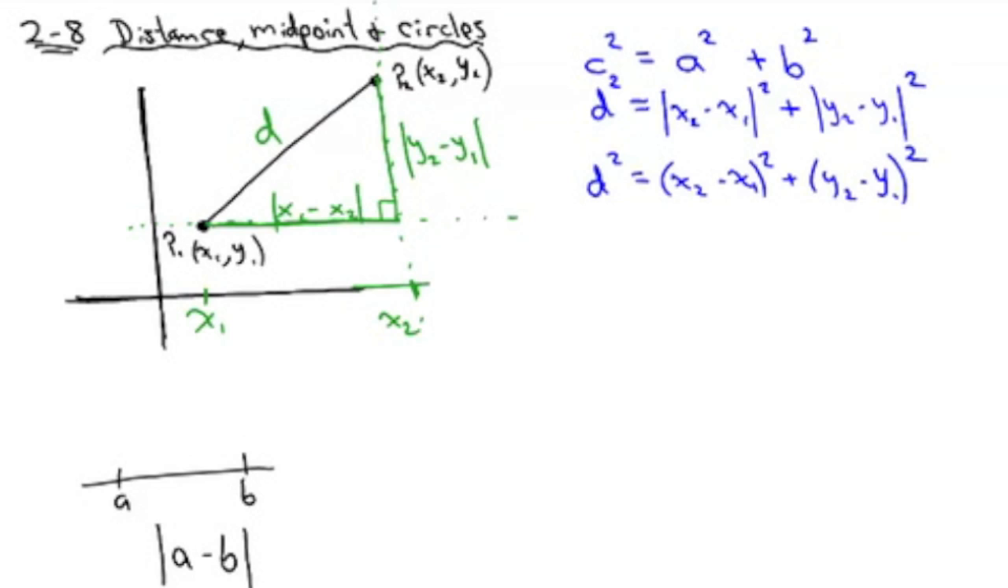Almost done. We're trying to find the distance formula, the distance between these 2 points. So I want to get d by itself, so you just have d by itself. So how do I get d by itself?